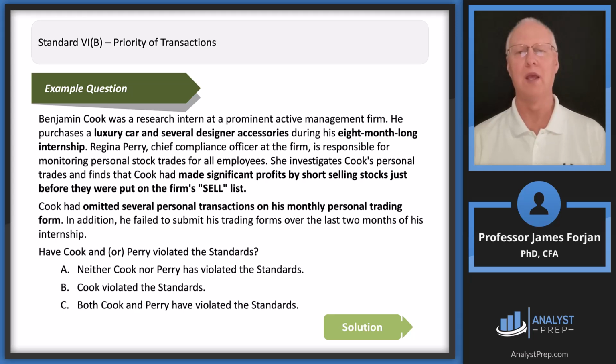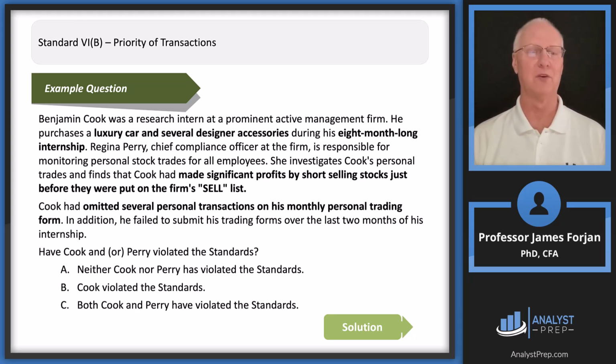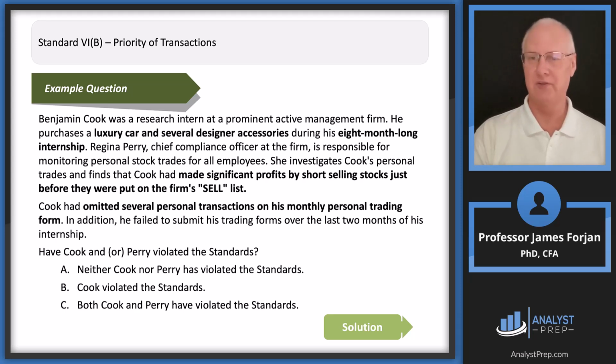Ben, there's no way; in fact, that's illegal as well in at least some countries. But what about Regina? What did she do? How did she violate this? Notice it tells us up there, she investigates Cook's personal trades and finds, oh my gosh, she finds this at the end. Shouldn't she have found this at the beginning?